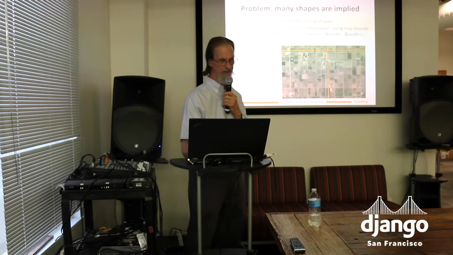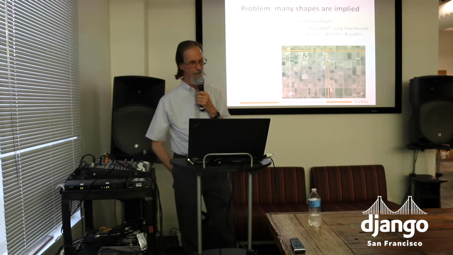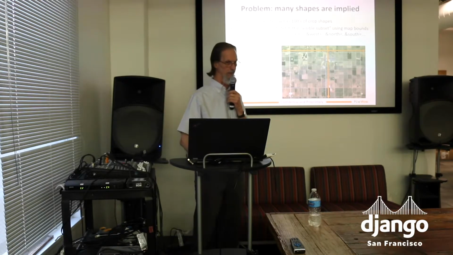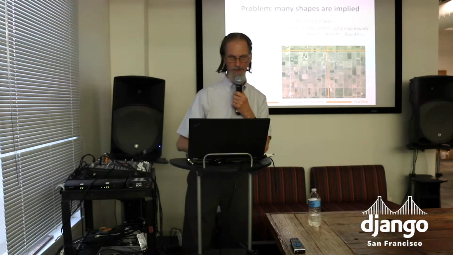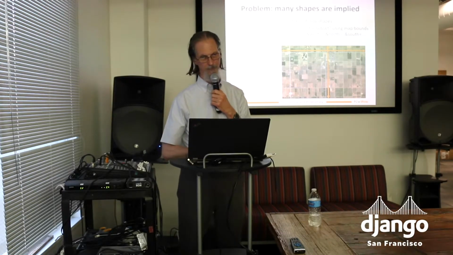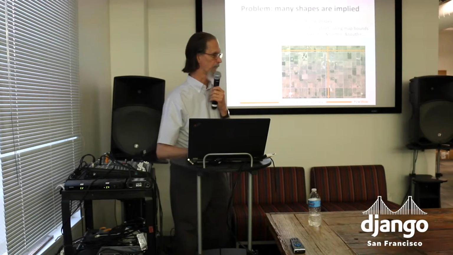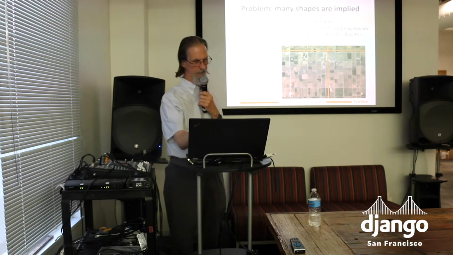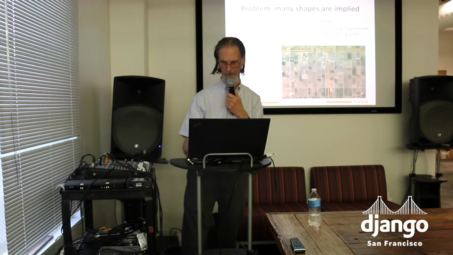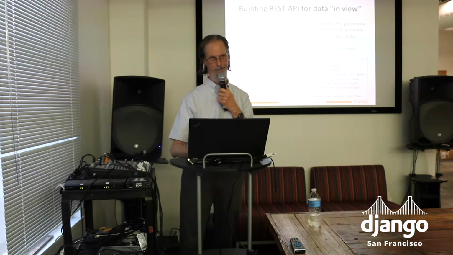The second problem you have is there's a lot of shapes. As I said, it's 300,000 shapes for the state of California. How do you deal with this? Well, it's a Django REST API based on what's in view. Fairly straightforward concept. Take what the map tells you in terms of what's being displayed, go ask for it.